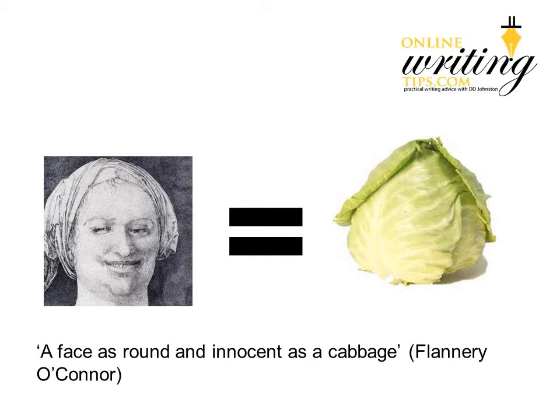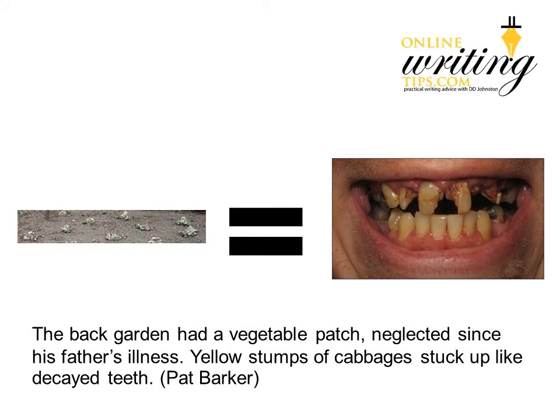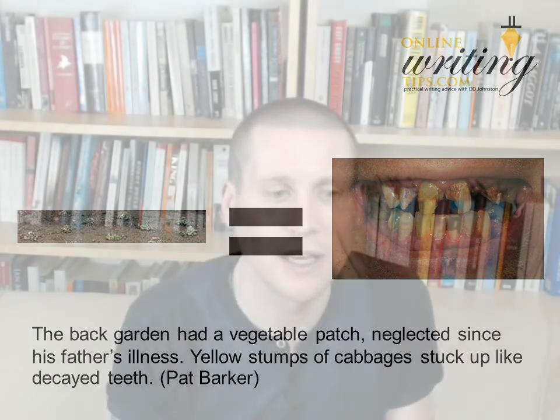In Lisa's England, Pat Barker wants to describe Stephen's father's garden. She writes, "The back garden had a vegetable patch, neglected since his father's illness. Yellow stumps of cabbages stuck up like what? Decayed teeth." Now there's a sensory comparison between decayed teeth and these rotting, untended cabbages, but the metaphor also reinforces the sense of decline, illness, mortality. It helps to convey the horror of sickness and death.